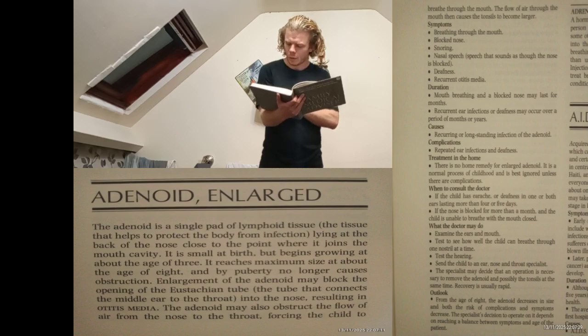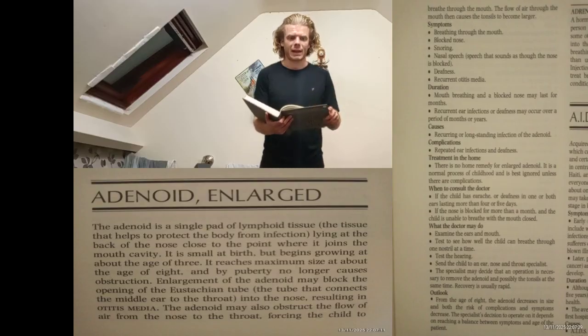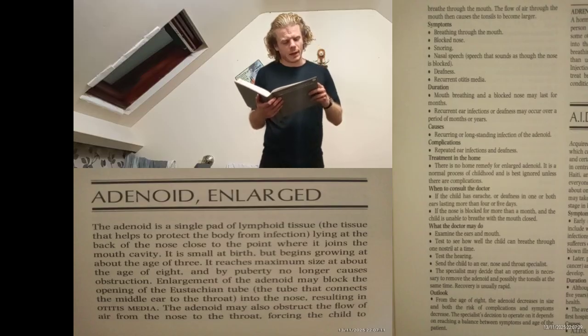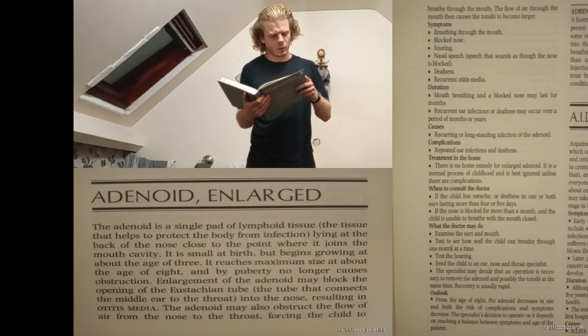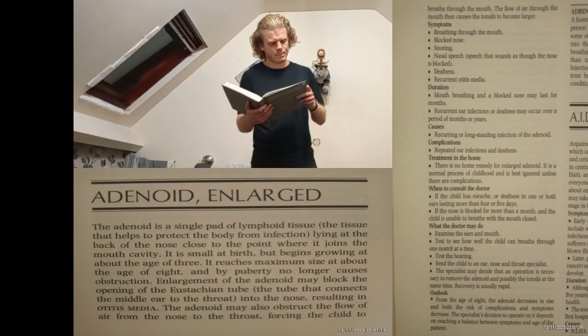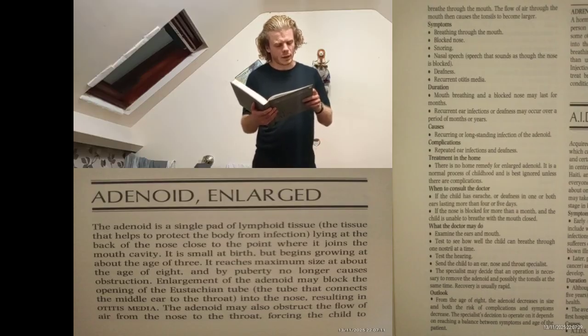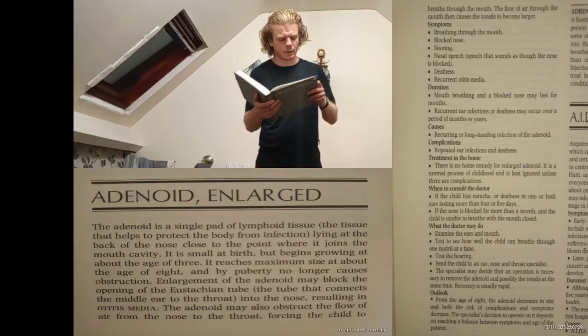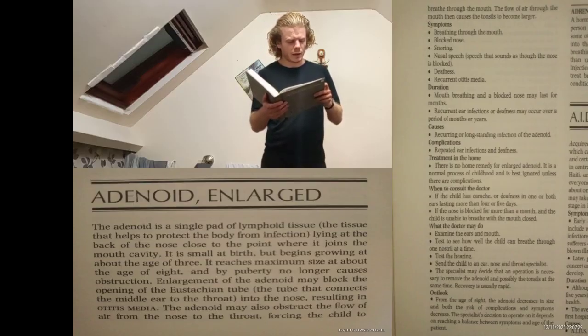The adenoid is small at birth, but begins growing at about the age of 3. It reaches maximum size at about the age of 8, and by puberty no longer causes obstruction. Symptoms: breathing through the mouth, blocked nose, snoring, nasal speech, deafness, recurring otitis media. Duration: mouth breathing and a blocked nose may last for months. Recurrent ear infections or deafness may occur over a period of months or years.